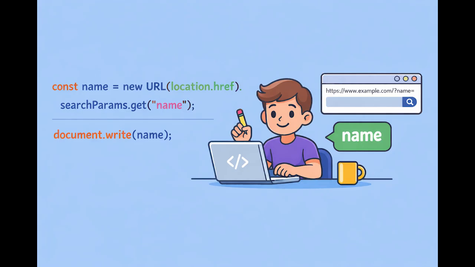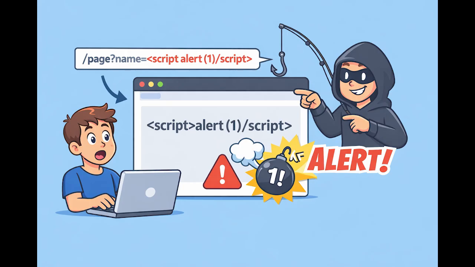Simple DOM-XSS example. Imagine a page does this. If an attacker sends someone a link like this one, then the script pulls name from the URL and writes it directly into the page as HTML, and the browser happily runs it. That's DOM-XSS. The server might not even reflect anything. The page attacks itself because of its own JavaScript logic.